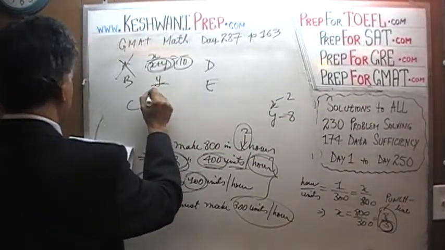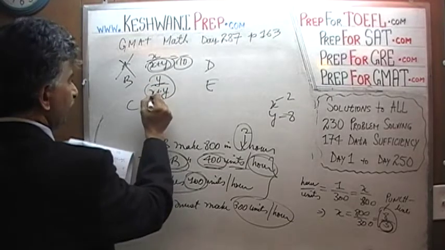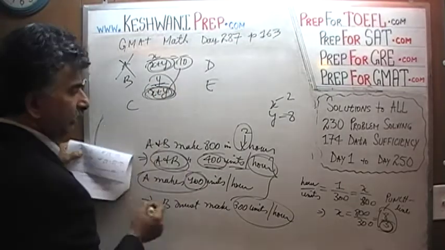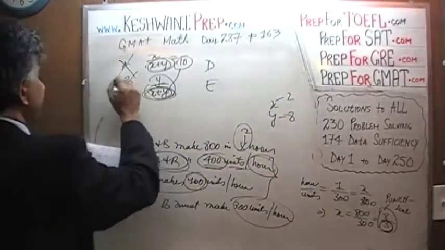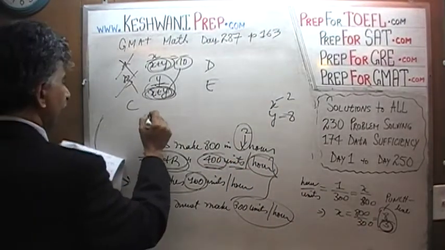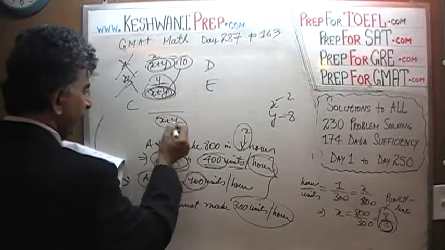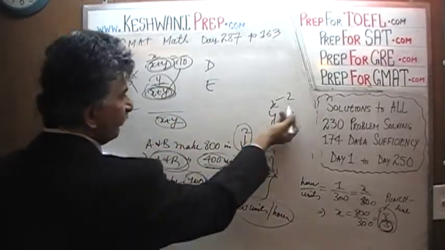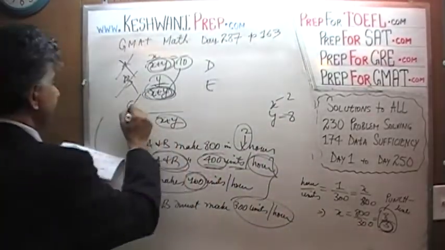B says y over x plus y. Again, x plus y is 10. We're looking for 3. B is not the answer. C says, again, C has the x plus y at the bottom. X plus y at the bottom is not going to work. X plus y is going to be 10. We need 3. That's not it.